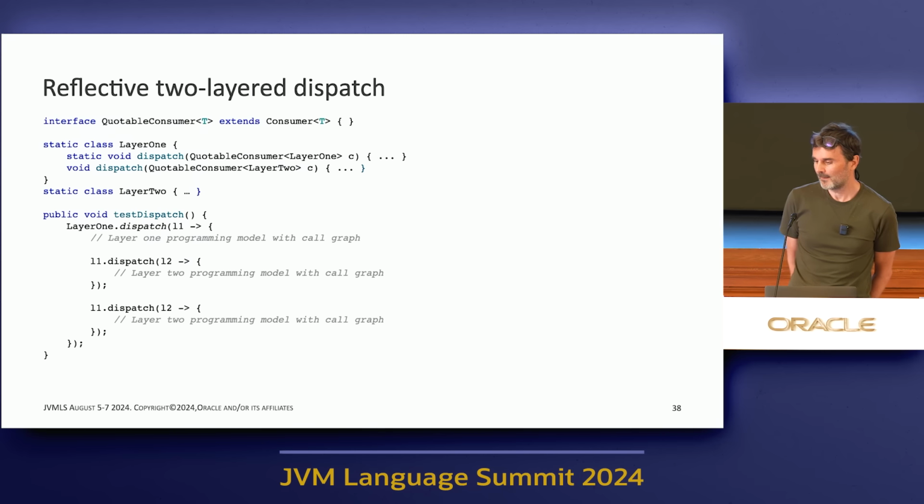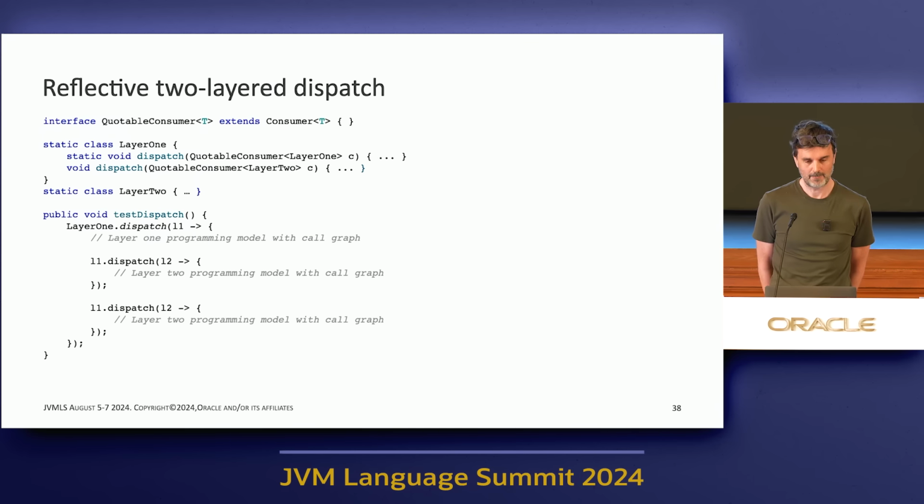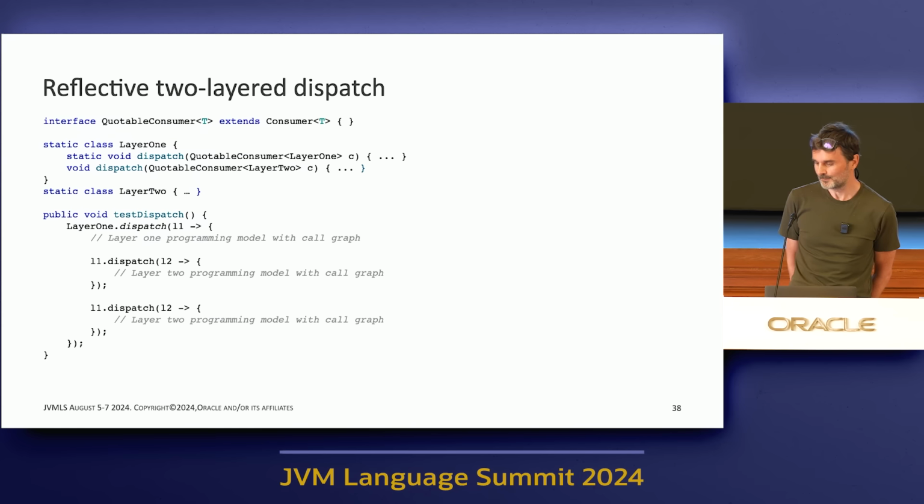So here's something interesting that will help explain the GPU stuff that I'm going to talk about later. Here's a kind of pattern. I call it a reflective two-layered dispatch. We have a quotable consumer. We have a class called Layer1. We have a static method on Layer1 called dispatch that accepts a quotable consumer of Layer1. And we have an instance method called dispatch that accepts a quotable consumer of Layer2.